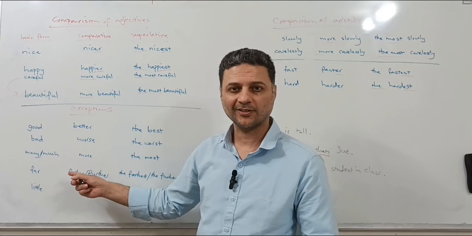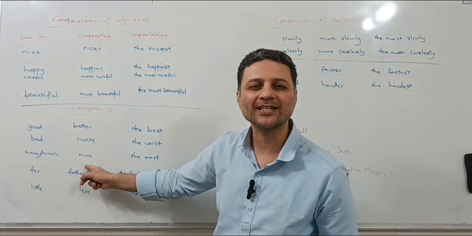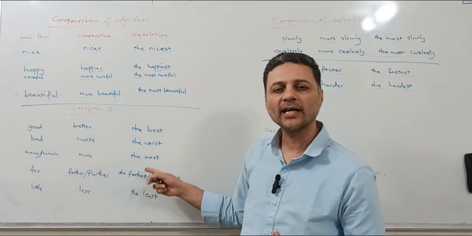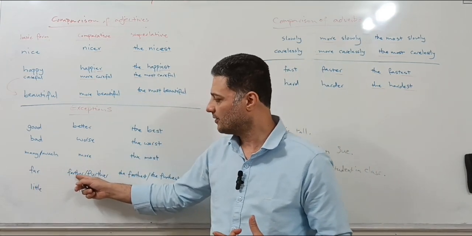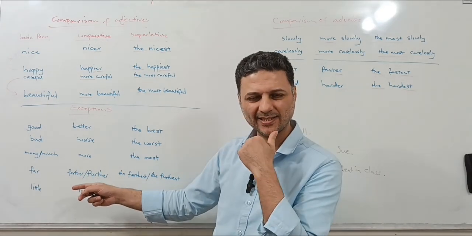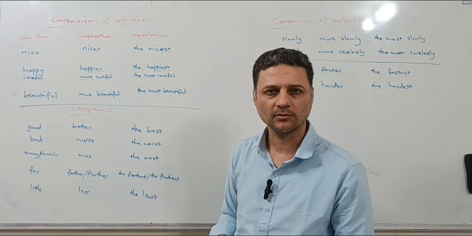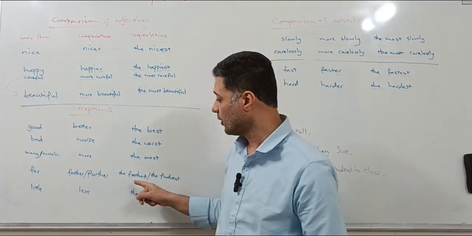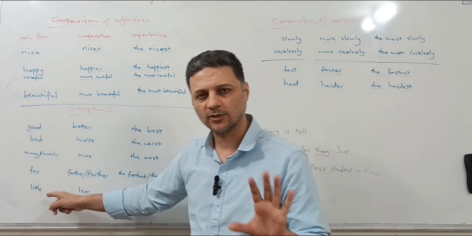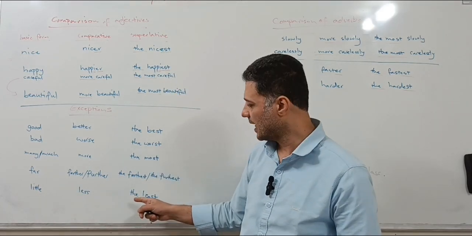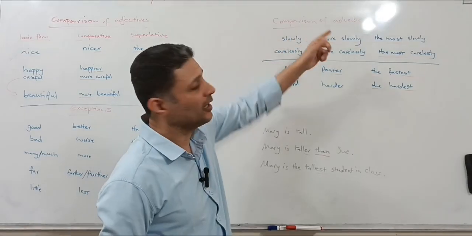Many and much, you have heard them a lot. We use more for them. So many and much become more and the most. Far, either farther, related to distance, or further, which means, roughly, more, a very polite form of more. The farthest and the furthest. And also we have this one, it's good to know. Little becomes less and the least. Okay? Right. How about comparison of adverbs?